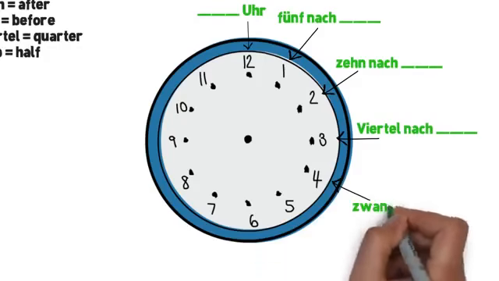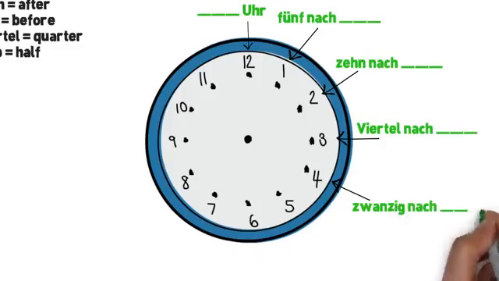5 minutes later, it's 20 past the hour. And again, we use the number here. So you could say 20 nach 1 for 1:20. 2:20 would be 20 nach 2. For 3:20, you would say 20 nach 3, and so on.